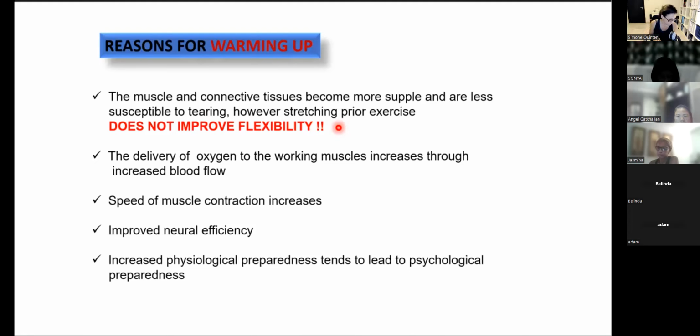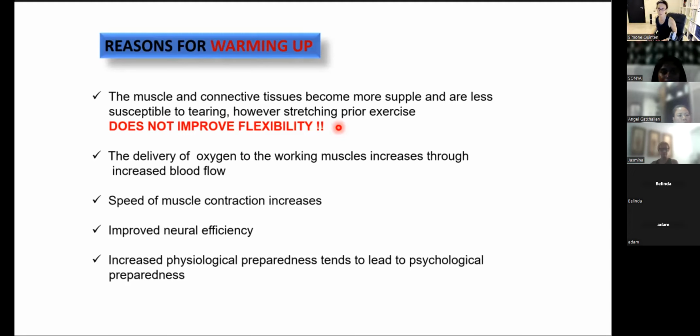Yeah, so if you go for a run, I see a lot of people doing that, right? They do their mobilization, maybe this and that, and then they pre-stretch a little bit, a little bit of calf. Do you really think that this will improve your flexibility? No, it doesn't improve flexibility.